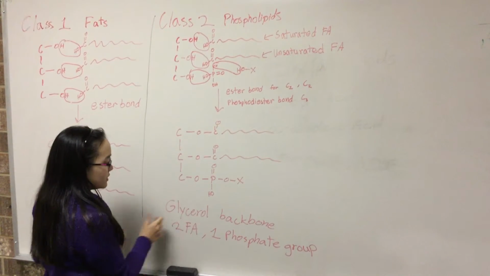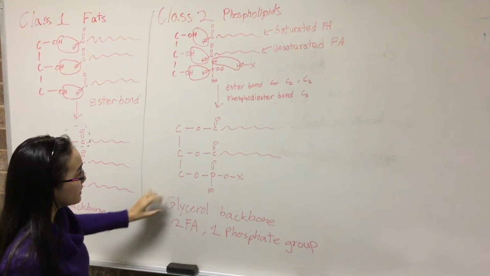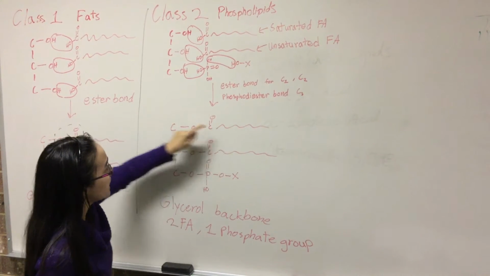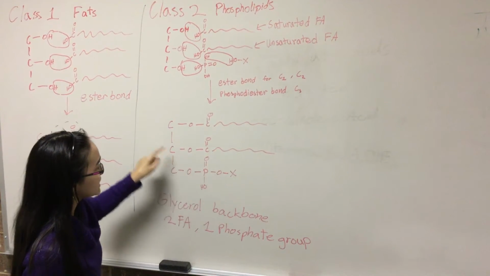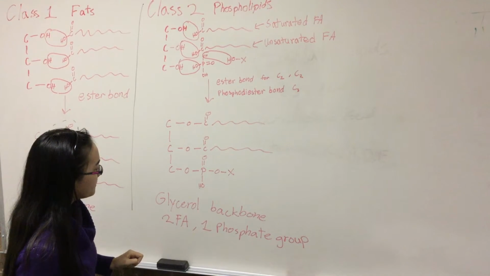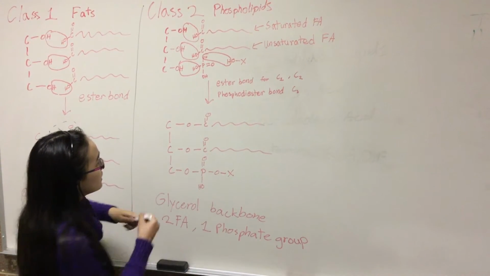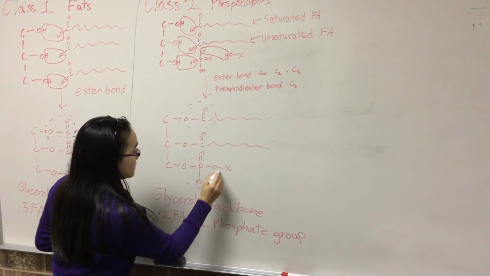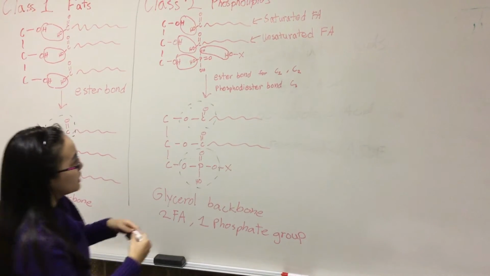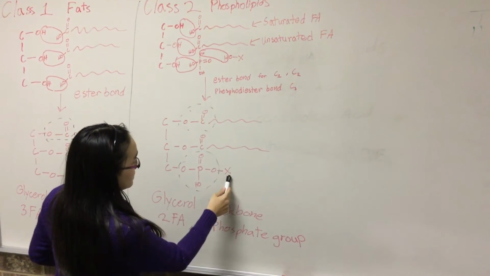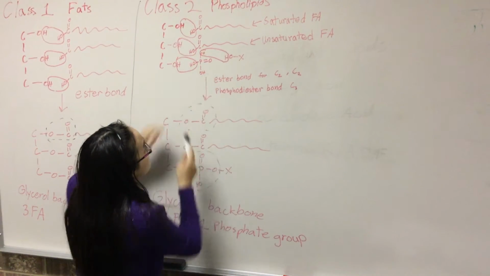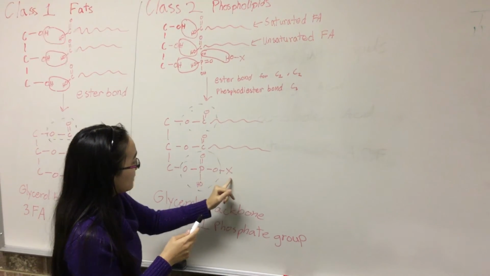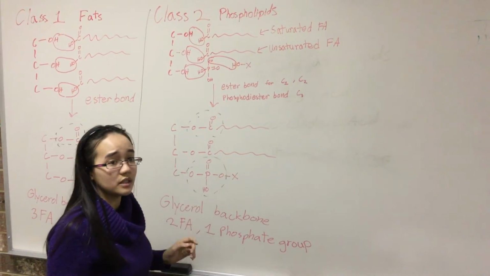This is the glycerol backbone, 2 fatty acids, saturated fatty acid at C1, unsaturated at C2, 1 phosphate group. Ester bond, phosphodiester bond. And well, the X here is, there's this bond right here, also called phosphodiester, and you would have that X attached. This X can be anything really.